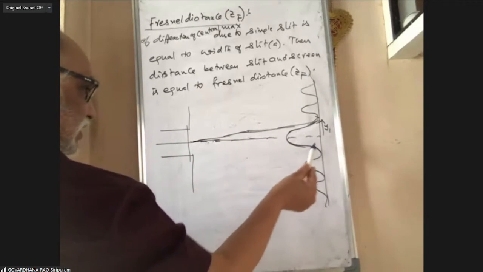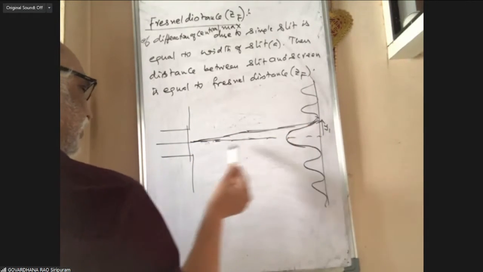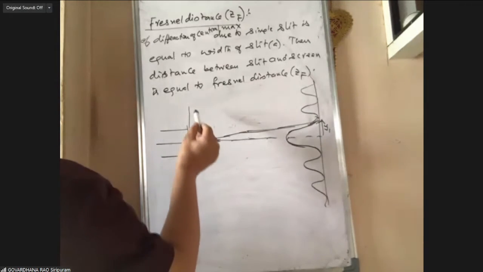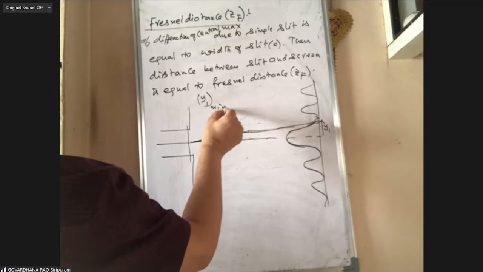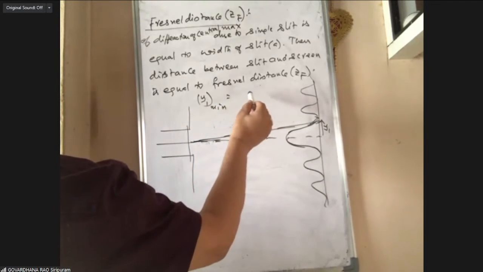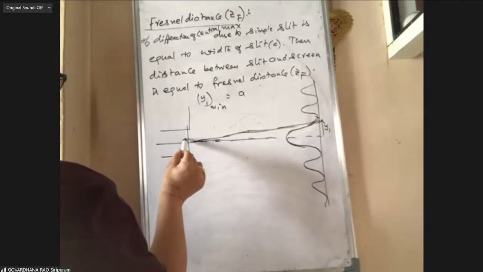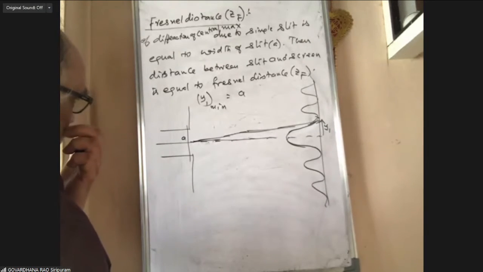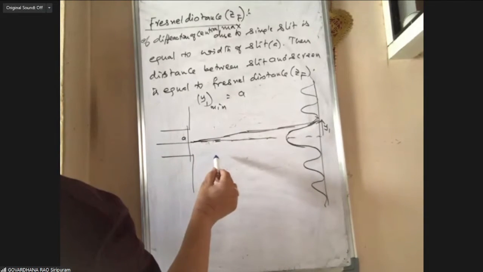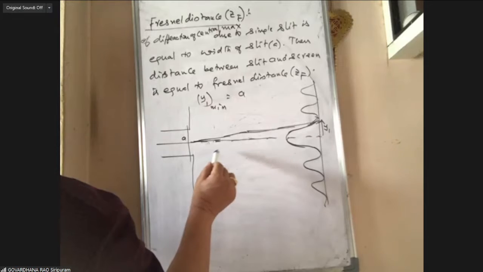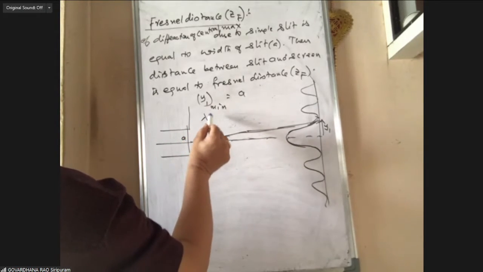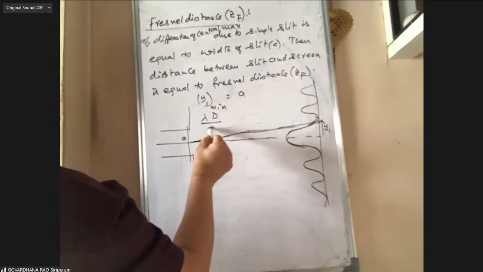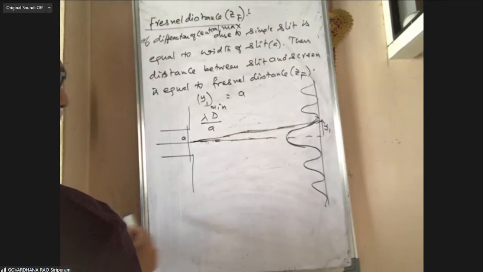On both the sides. It is diffracted this side by 1, this side also by 1. So y1 minima is equal to a, where a is the width of the slit. What is y1 minima? It is lambda D by a, which is equal to a.